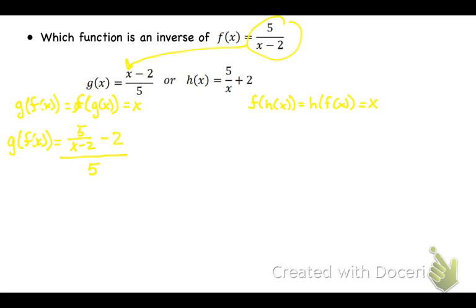So I have to get common denominators. So this is 2 over 1. So I have to multiply by x minus 2. So I get 5 minus 2x plus 4 over x minus 2. And that's going to be all times 1/5, isn't it? Okay, well, let's see. 5 and 4 is 9. So I have 9 minus 2x over 5 times x minus 2. Is that going to reduce all the way down to x? No, it's not, is it?